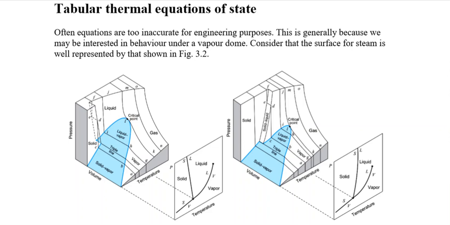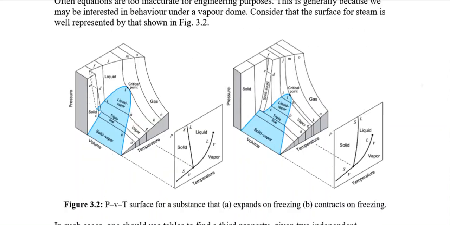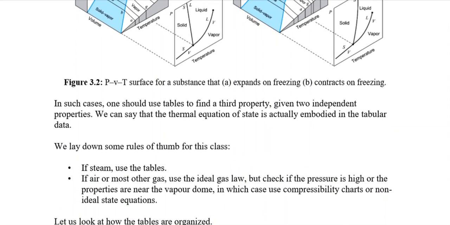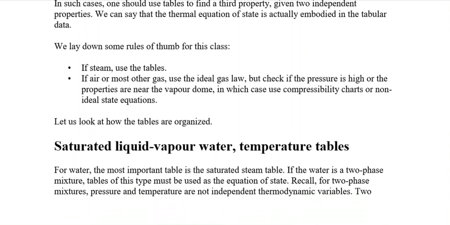Generally, sometimes we are more interested in the behavior under the vapor dome, near the vapor dome. In those cases, we normally use the property tables. And yes, if you remember, two independent intensive properties are needed to define the state of the system. So we can say the thermal equations of state are actually embodied in tabular form.